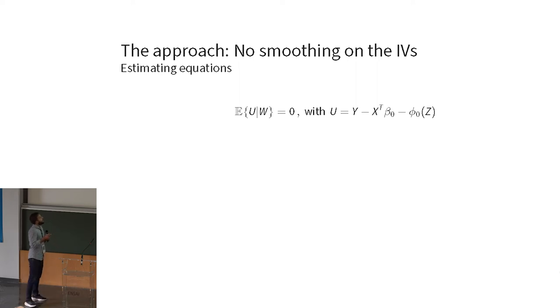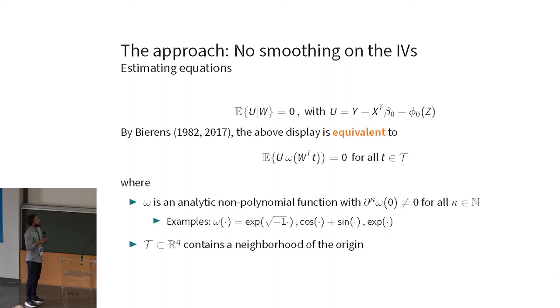According to the results on invariance, the conditional expectation of u given w is equal to zero if and only if the unconditional expectation of u multiplied by omega is equal to zero, where this omega is an analytic non-polynomial function such that derivatives at zero are nonzero. So, for example, if we take omega equal to the complex exponential, it satisfies this kind of condition. Omega equal to cosine plus sine satisfies this condition, and also the real exponential satisfies this condition.